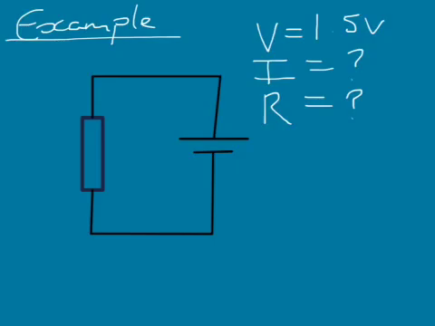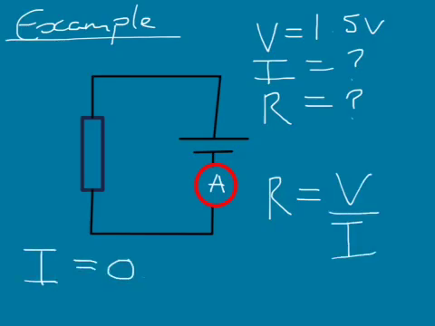So how do we work out the current? Well, the simple way for this circuit would be to add in an ammeter. With our equation, we now know that R is equal to V over I, and reading off of our ammeter we can see that the current is equal to 0.15 milliamps.